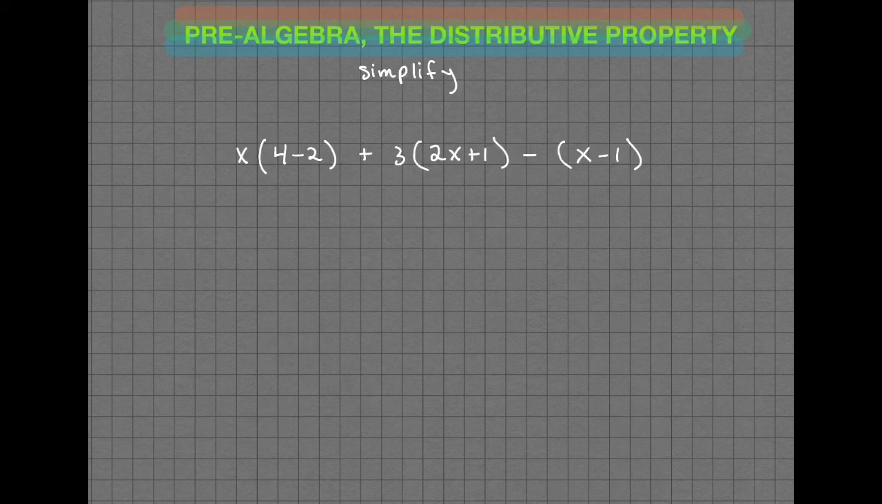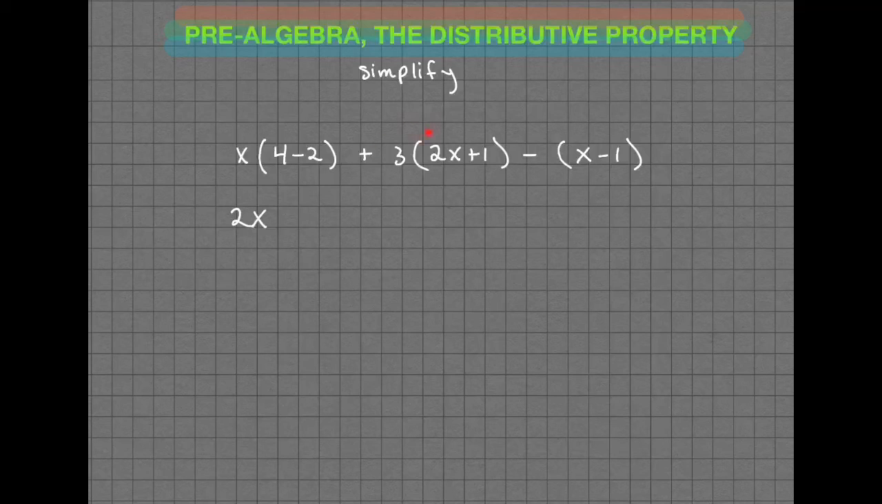Okay, let's simplify this next one. So we see here that we have two constants, so we could go ahead and combine those two constants together. So then we have 4 minus 2. 4 minus 2 is 2. And then x times 2, that's going to give us 2x.